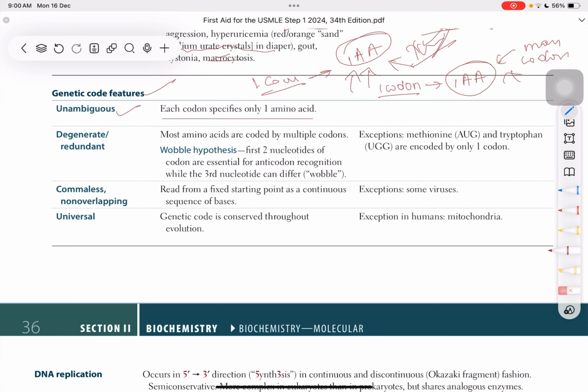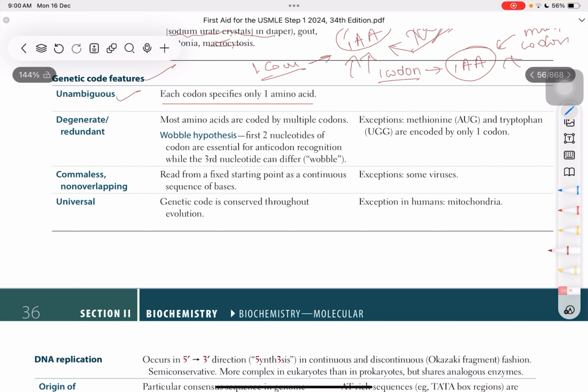Yeah, it is degenerate and redundant, which means most amino acids are coded by multiple codons. See, that's what I told already. Wobble hypothesis: the first two nucleotides of a codon are essential for anticodon recognition, while the third nucleotide can differ. Exceptions: methionine, AUG, and tryptophan, UGG, are encoded by only one codon.